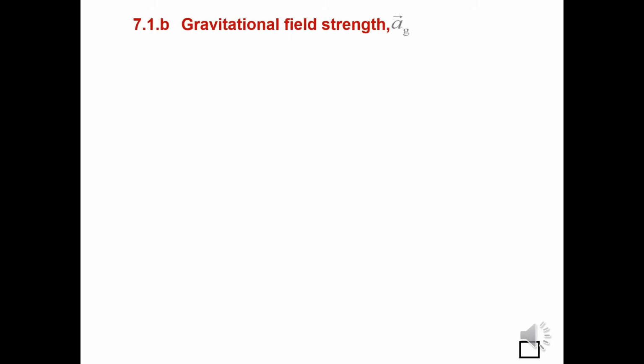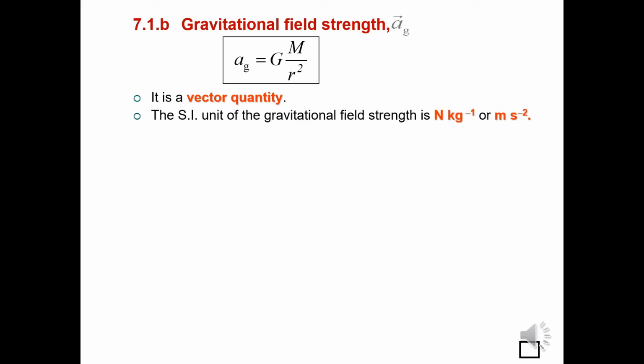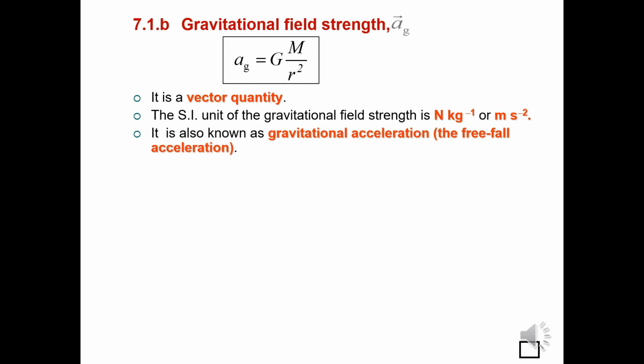Gravitational field strength. The equation to find gravitational field strength is a_g equal to GM per r square. It is a vector quantity. The SI unit for gravitational field strength is Newton per kilogram or meter per second square. Sometimes, gravitational field strength is also known as gravitational acceleration or the free fall acceleration. The direction is the same as the direction of the gravitational force.